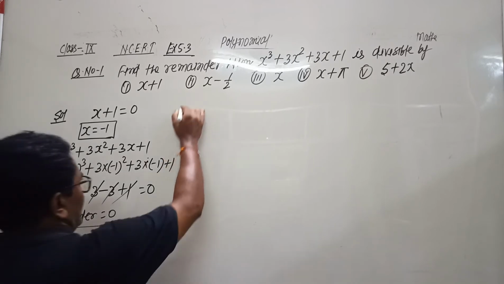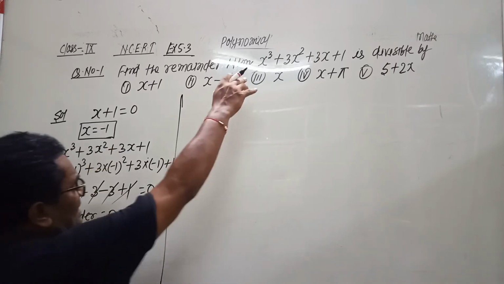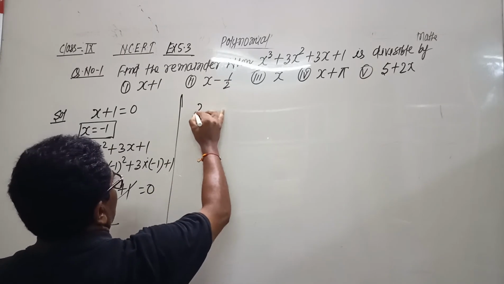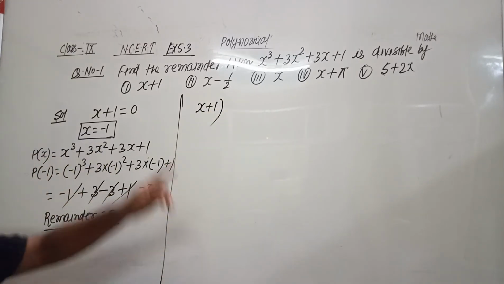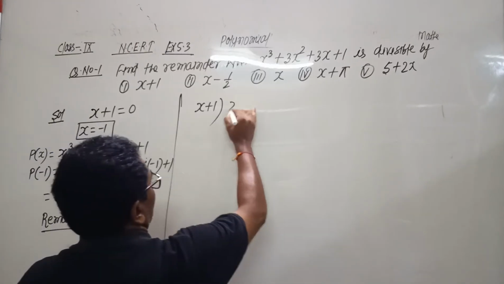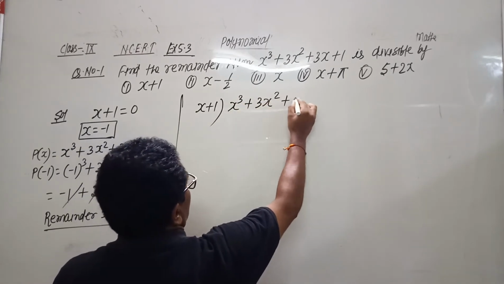There is another method also to find the remainder, by the division method. We divide the given expression by x plus 1. So here we will write x plus 1 and we have to divide the given polynomial x cube plus 3x square plus 3x plus 1.